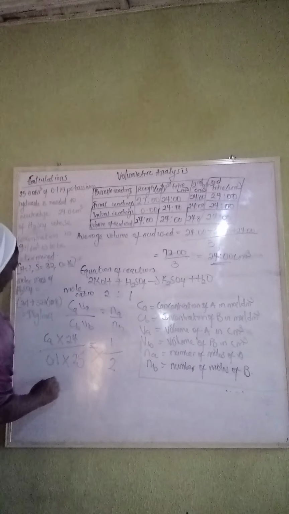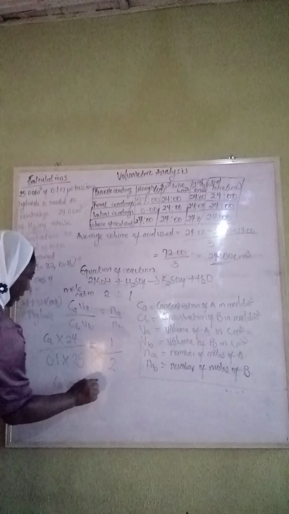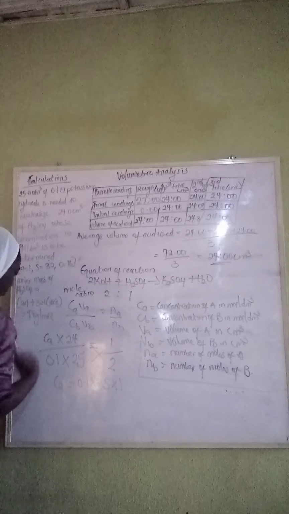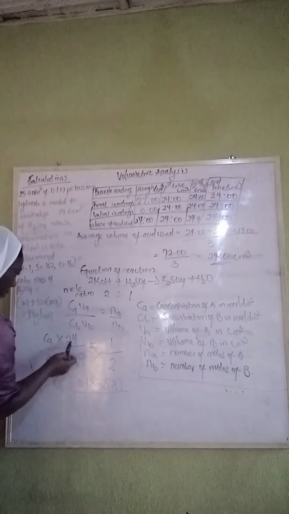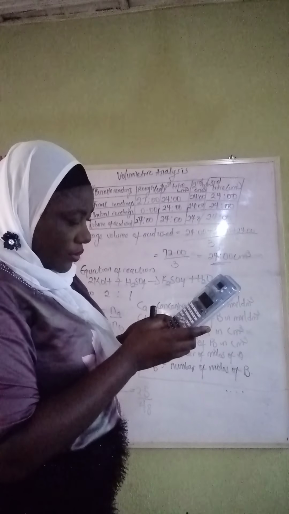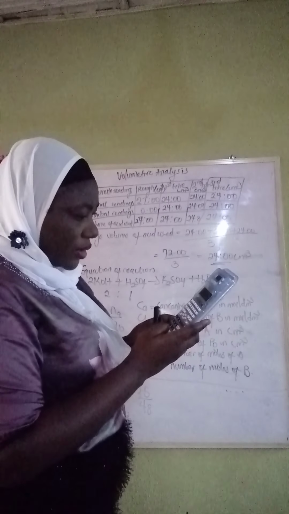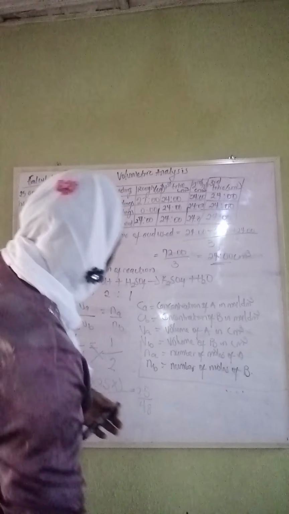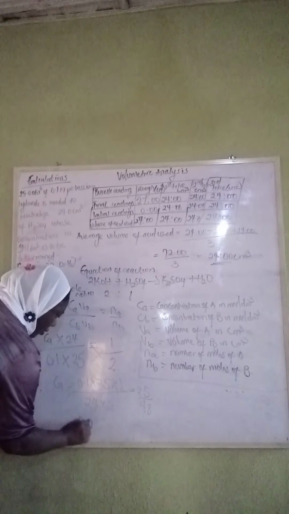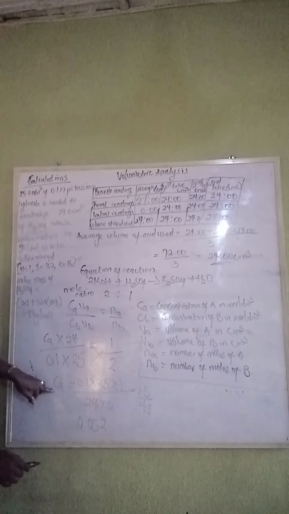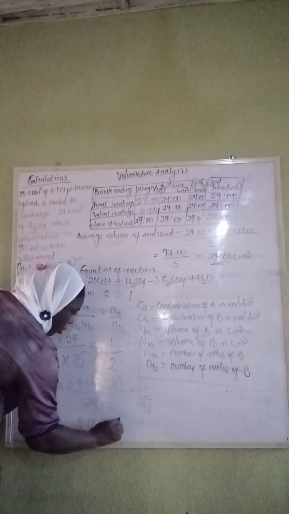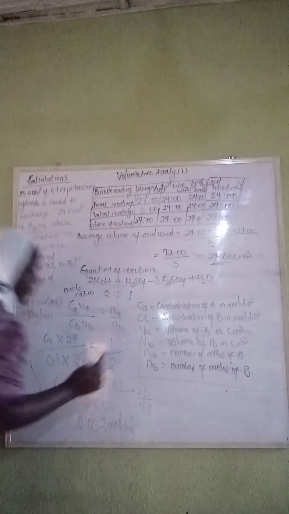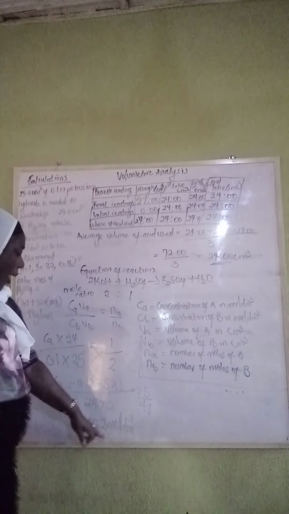So let's cross multiply. What do we have here? Ca equals to 0.1 times 25 times 1 over 24 times 2. So here we have 2.5 over 48. Let me make that calculation. 2.5 divided by 48. Here we have 0.052. What will be our units? Because we are calculating the molar concentration, it will be in mole per dm cube.